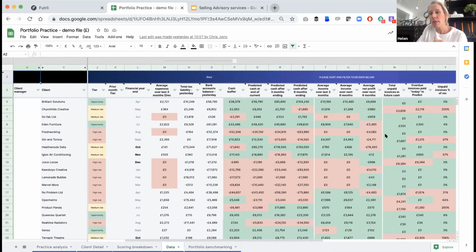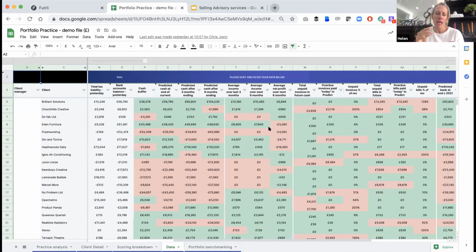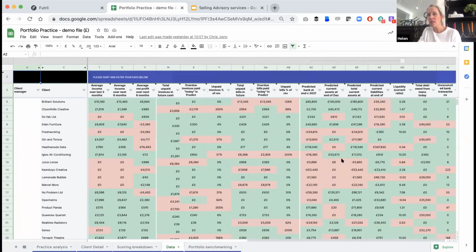We're then looking across the P&L and looking at predicting how is their performance looking, how's their income looking, how's the proportion of income to invoices actually from a health perspective, what's the level of the bills sitting in their cost of sales or expenses.